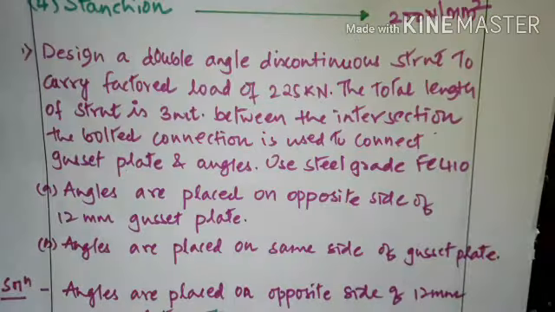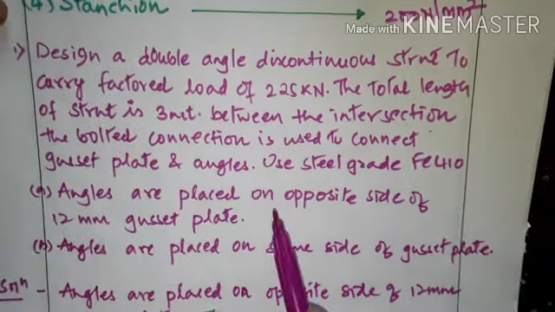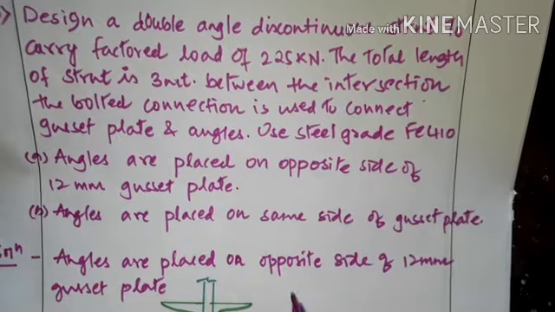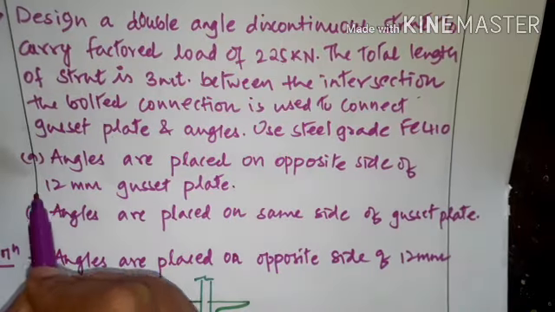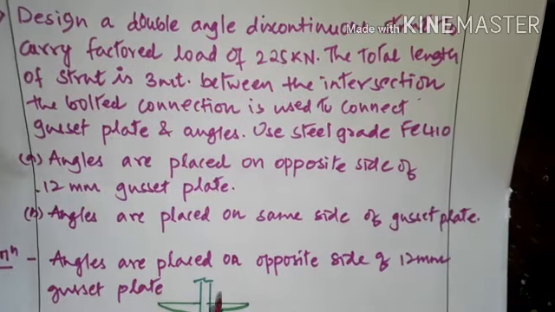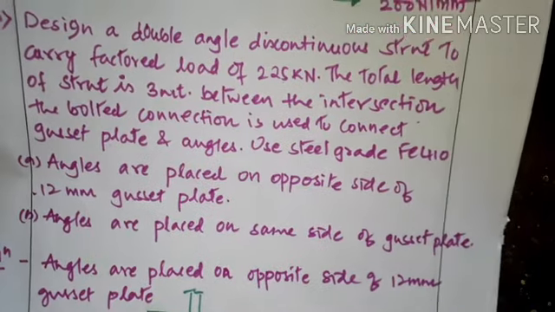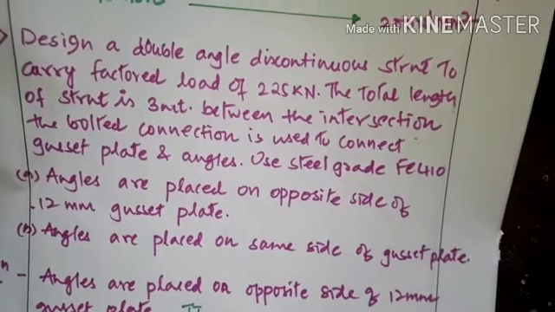Okay. So when the angles are placed on opposite side of 12 mm gusset plate and angles are placed on same side of gusset plate. So the gusset plate thickness is given as 12 mm here. Understood? So again, when the double angle discontinuous strut is given, it means the angle section.